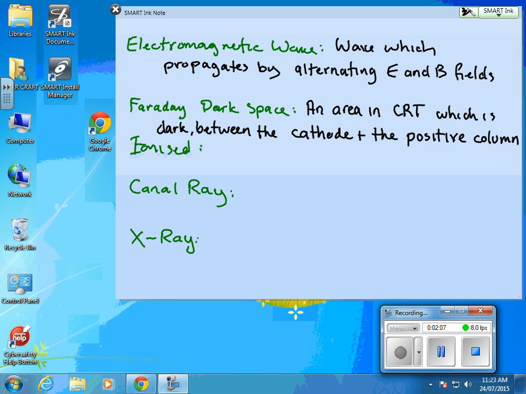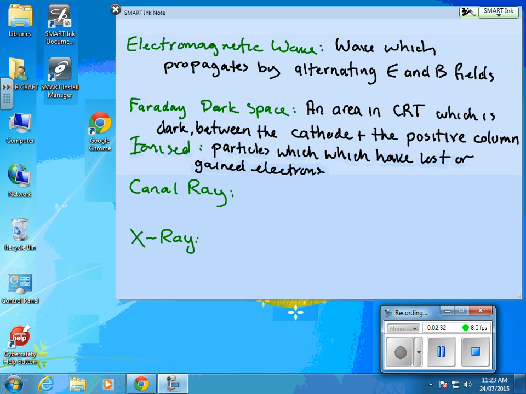Ionised? Ionised is when electrons are knocked out of it. Yep. Particles which have lost or gained electrons. Yes, that would do. Don't forget, it can be adding charge. It doesn't have to be removing charge. In the case of the cathode ray tube, it is removing charge.